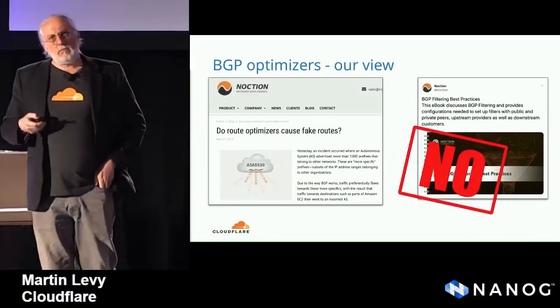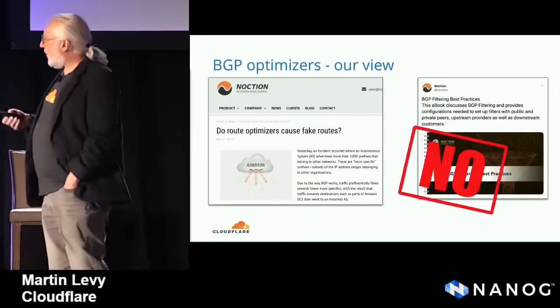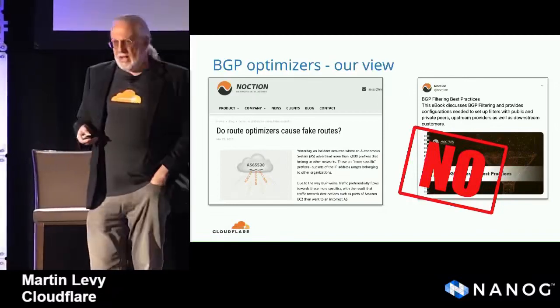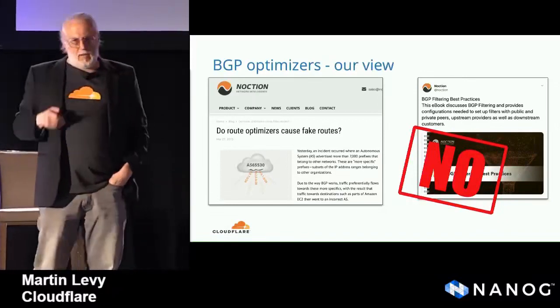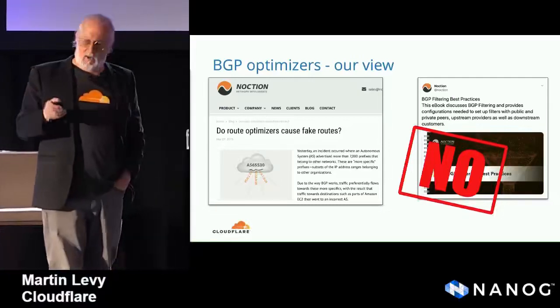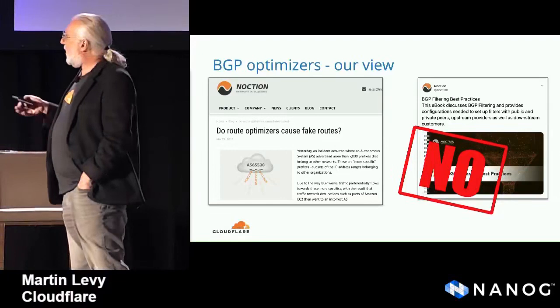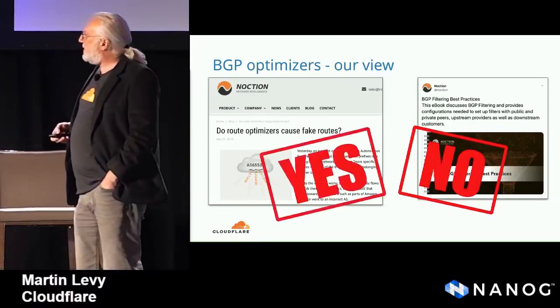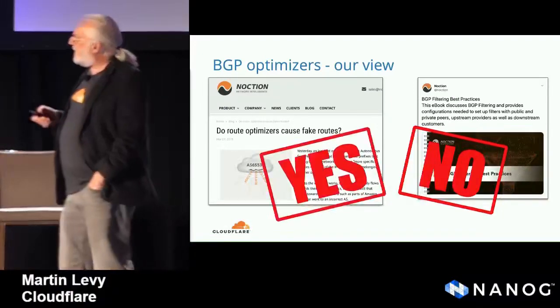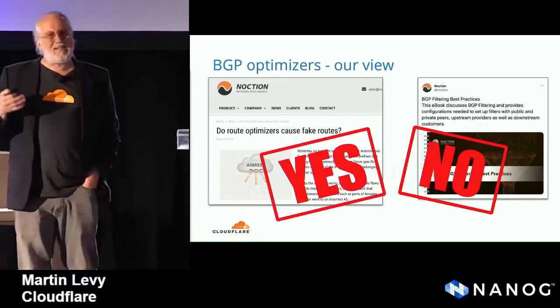Again, it's hard not to name names, but the route optimizer in question has a blog about whether it generates fake routes, and it has a tweet about whether it generates fake routes and whether the filter is there. And the reality is, do route optimizers cause fake routes? Yes.